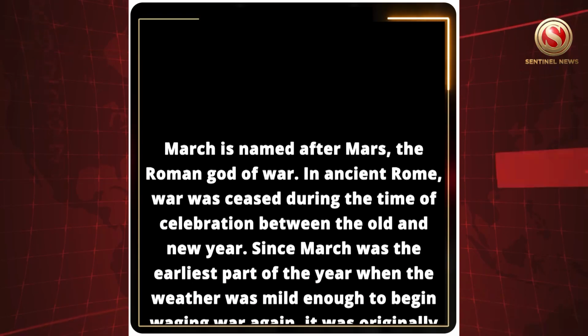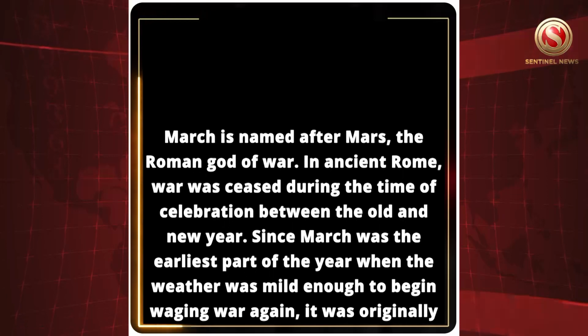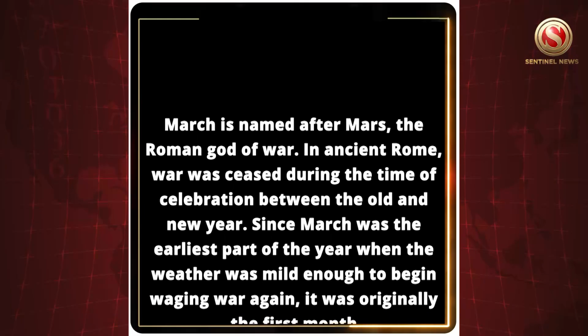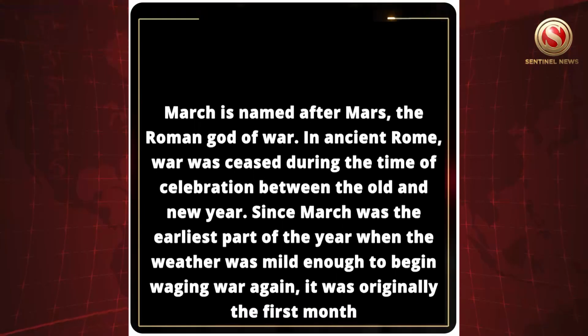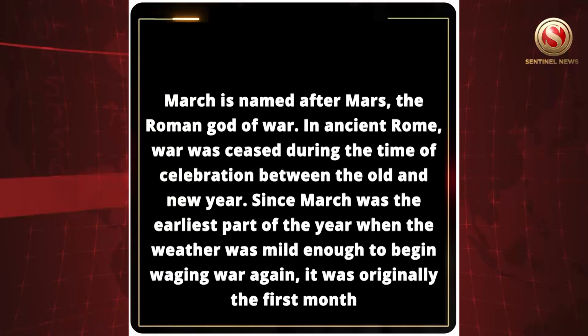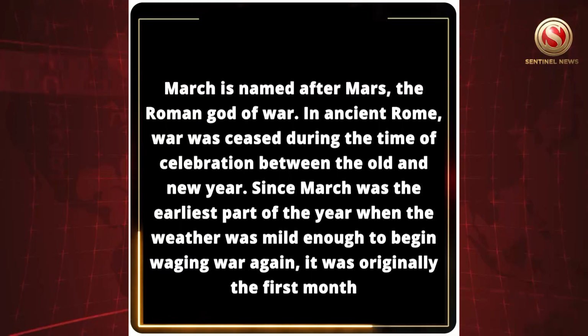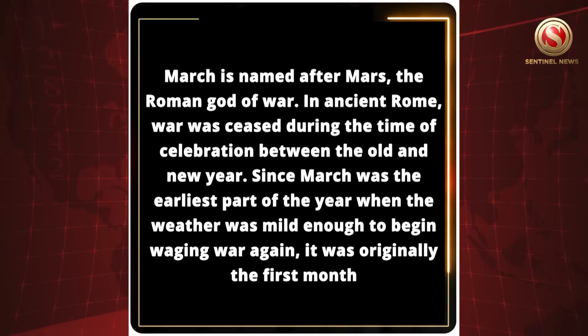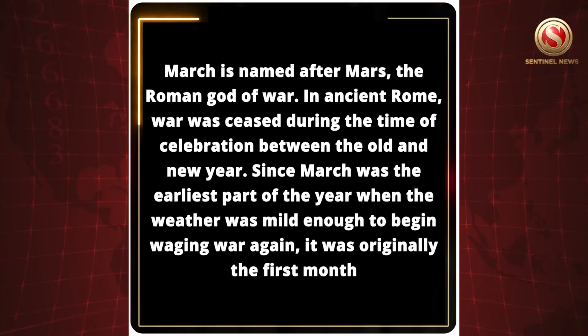March is named after Mars, the Roman god of war. In ancient Rome, war was ceased during the time of celebration between the Old and New Year. Since March was the earliest part of the year when the weather was mild enough to begin waging war again, it was originally the first month.